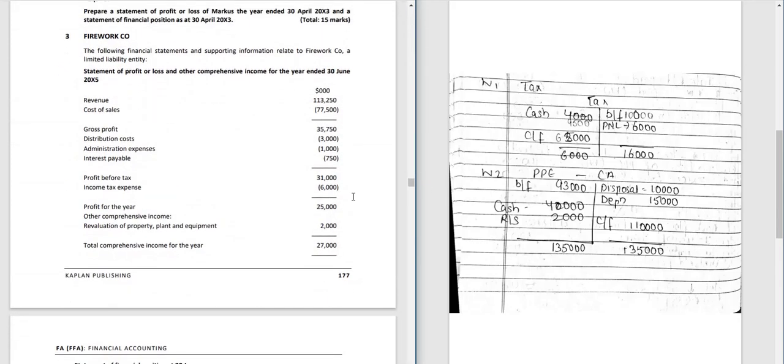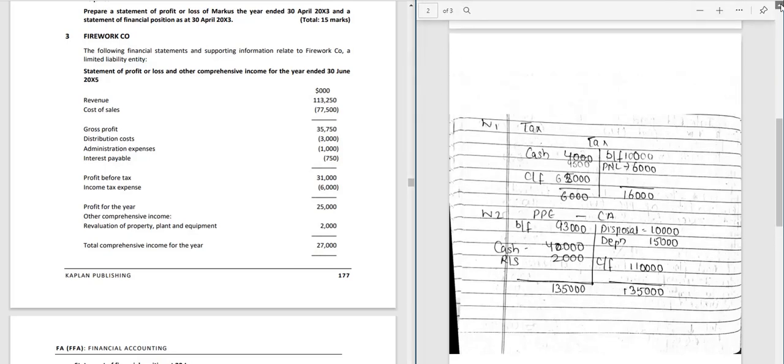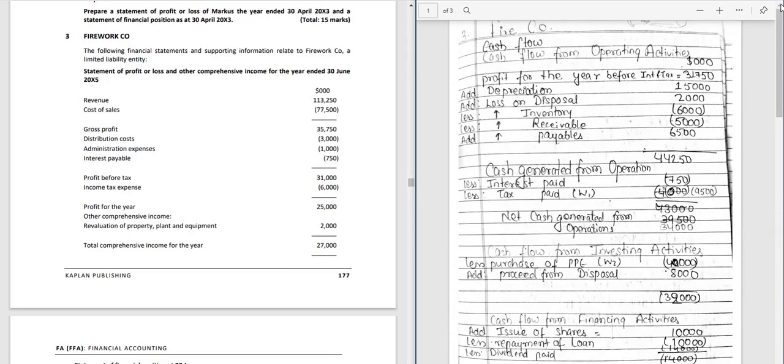Profit and loss 6,000. So we'll put 6,000 here. We will add this, then we will get 16,000 and minus 6,500. We will get 9,500 tax paid in cash. So we will subtract tax paid amount 9,500. So we will get the answer: net cash generated from the operation, that is 34,000.